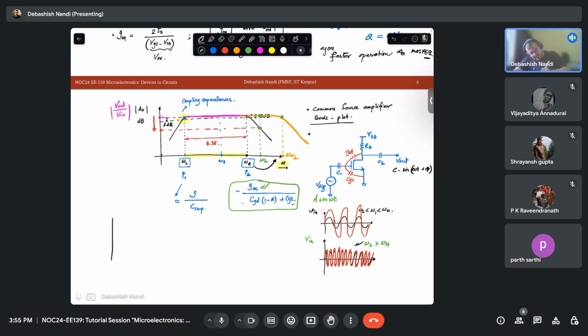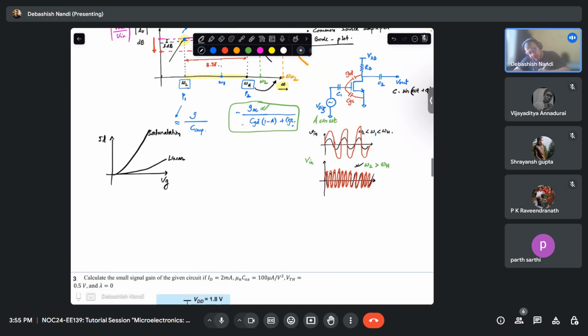See, in a real device, how does your IV look like? This is your ID-VG, right? Your ID-VG, if you see in linear scale, it will be something like this. This is your linear operation. This is your saturation operation. Okay.